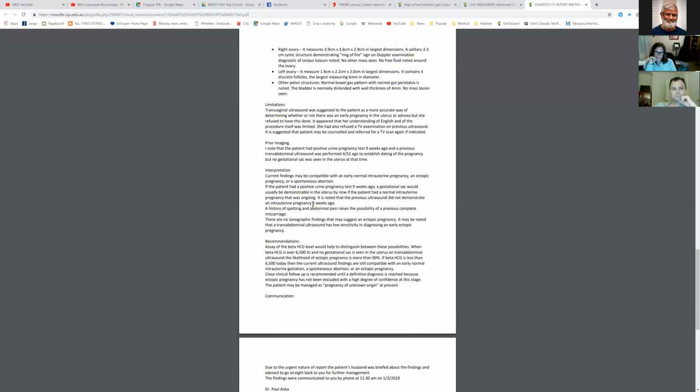But if at 7 weeks you don't see the intrauterine gestation, then it is abnormal. So at 9 weeks we should be seeing it if it was a normal ongoing pregnancy. It is noted that the previous ultrasound did not demonstrate an intrauterine pregnancy 5 weeks ago. At that time, it was 4 weeks. 4 weeks is too early, so that is okay. But at 9 weeks, we should be able to see the intrauterine gestation sac.